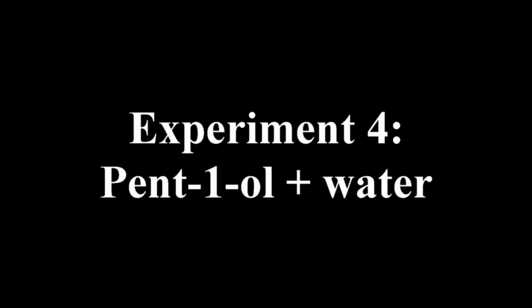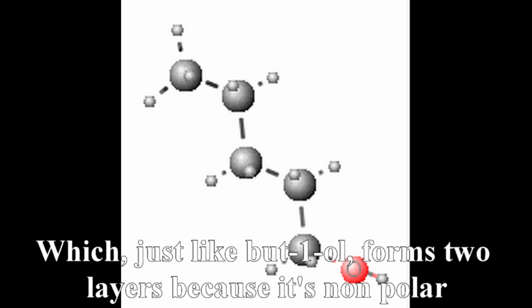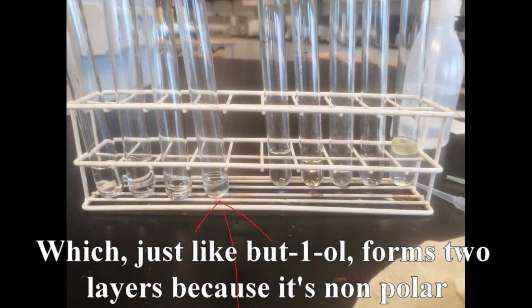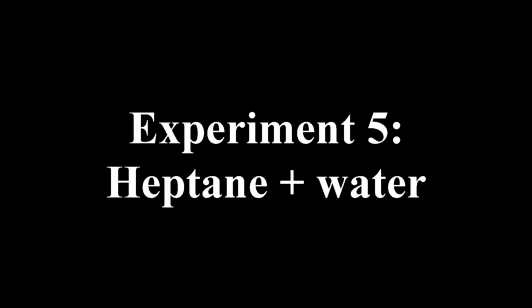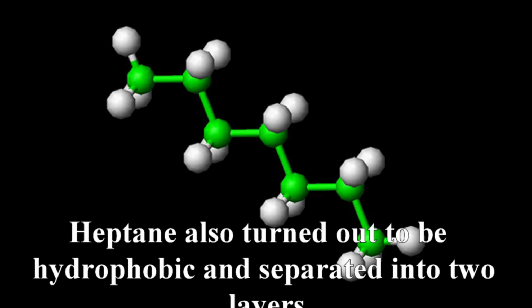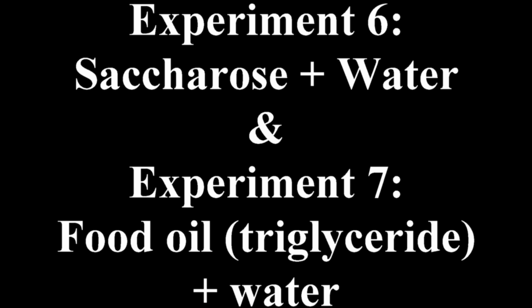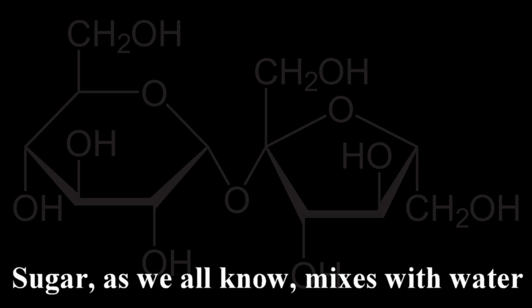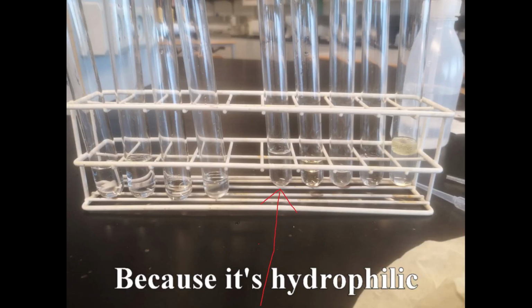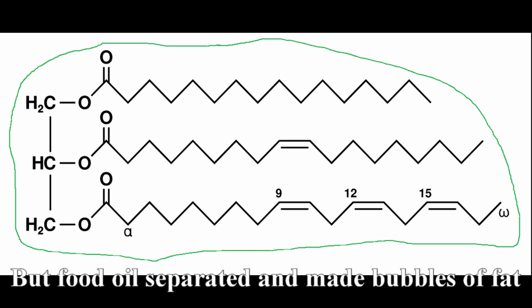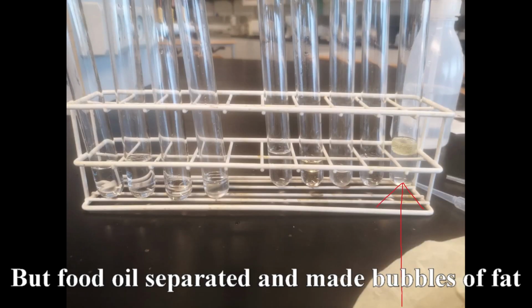The fourth one was pentanol, which just like butanol formed 2 layers because it's nonpolar. Next up was heptane. Heptane also turned out to be hydrophobic and separated into 2 layers. After heptane we had to mix 2 common items in water. One was food oil and the other was sugar. Sugar, as we all know, mixed with water because it's hydrophilic. But food oil separated and made bubbles of fat.